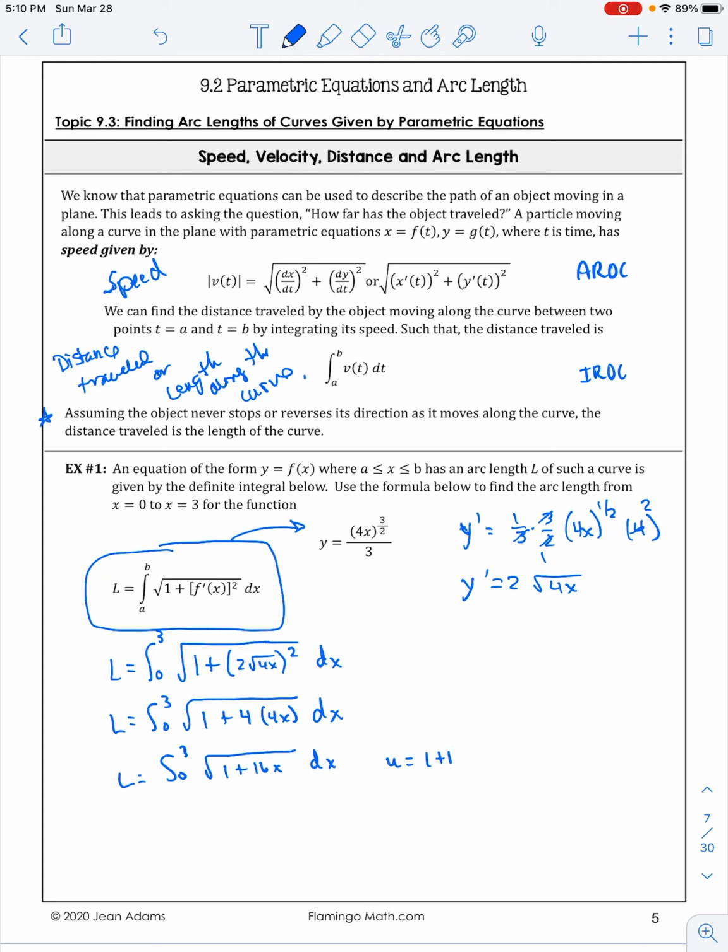And then we're going to make our u, because now to solve this integral, you're thinking, okay, if that whole thing was my u, what would my du be? My du would be 16 dx, and then you could put du divided by 16 in for your dx. So this is going to be L equals the integral. I'm not going to put my 0 to 3 in because I am substituting with u. So I would like to find what my u of 0 is, and it looks like my u of 0 is 1. And I would also like to find out what my u of 3 is, and it looks like my u of 3 is 49.